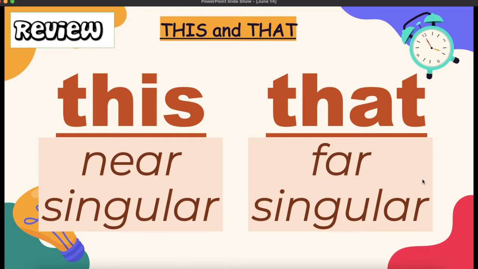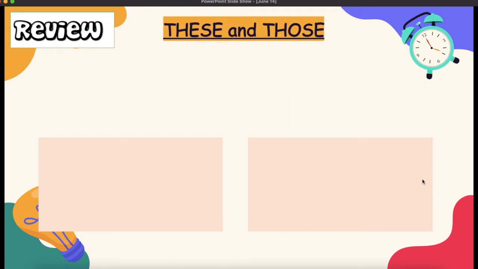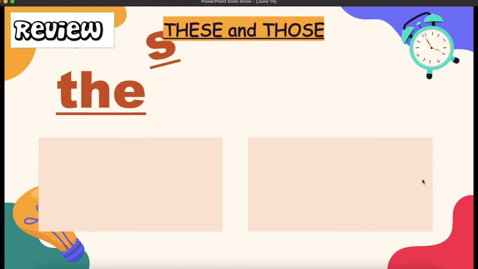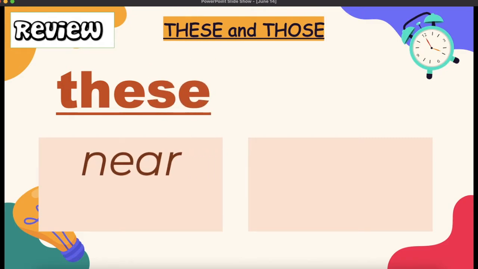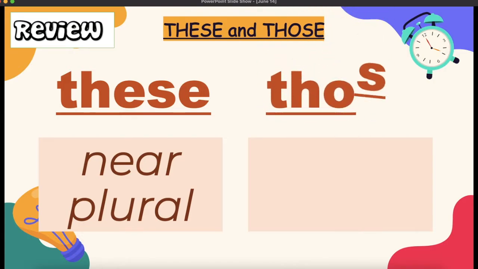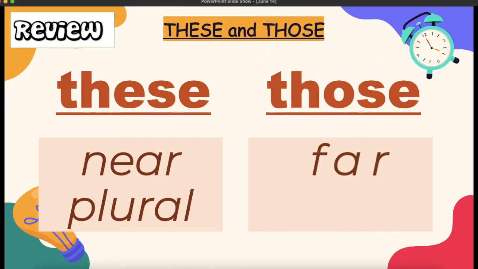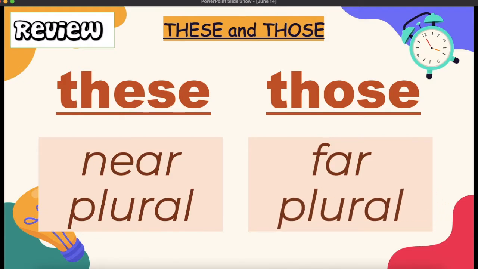For the next one, these and those. These, T-H-E-S-E, we use whenever it's near and plural. Those, T-H-O-S-E, we use whenever it's far and plural. So this time, for plural, we use these and those, and the only difference is whether it is near or far.